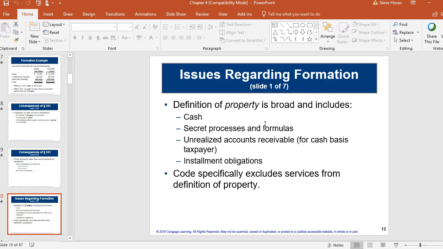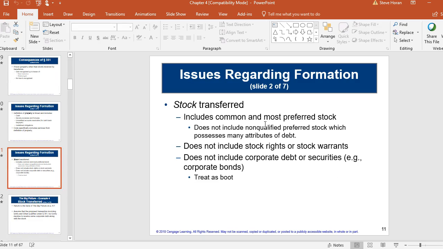And so they kind of start to show us then some general rules here to follow and think about. Property is broad and includes cash, secret processes and formulas, unrealized AR, installment obligations, but excludes services from the definition of property. Stock transferred includes both common and preferred stock, does not include stock rights or stock warrants, and does not include corporate debt or securities.